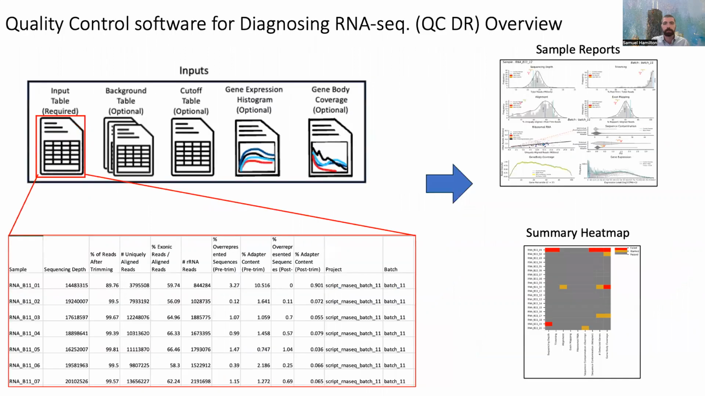So to address this issue, supporting holistic quality control analysis, our lab has developed this tool called Quality Control Solver for Diagnosing RNA-seq, or QC Doctor. QC Doctor takes as input a table of data with different information on RNA-seq quality for a data set, and then produces two primary outputs, a set of sample reports and a summary heat map.